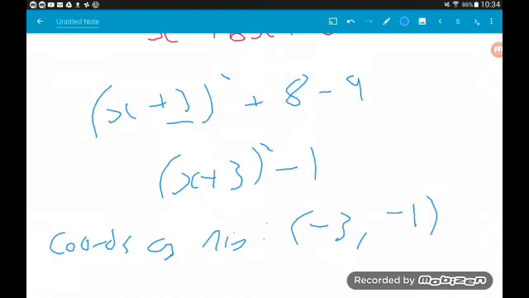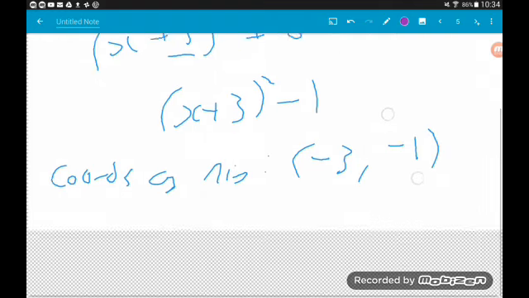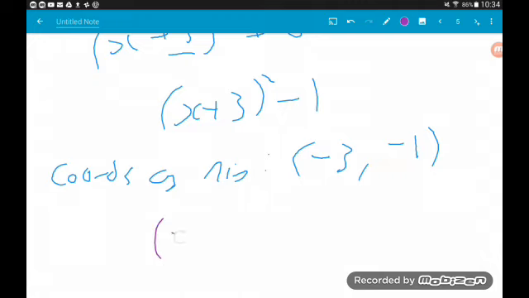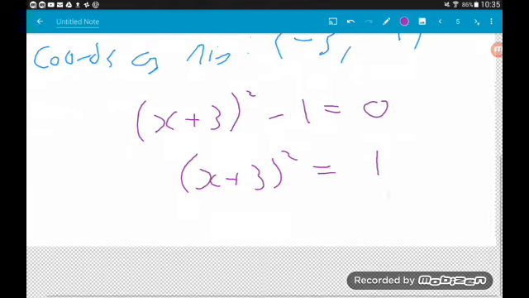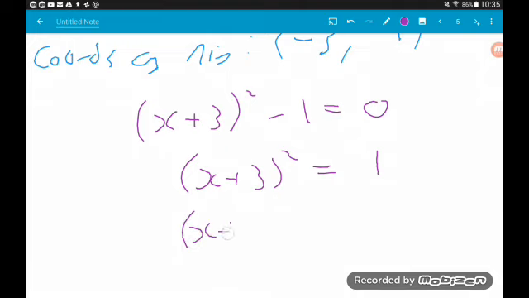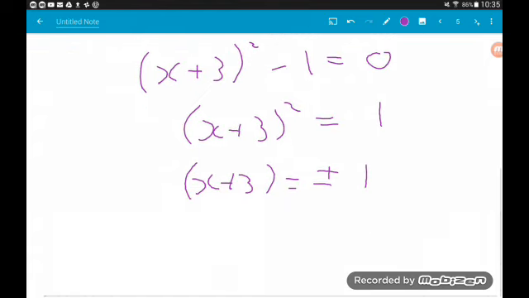Now let's have a look at solving. So if we set x plus 3 squared minus 1 equal to 0, we now want to solve this. So if we add the 1, we get x plus 3 squared is equal to 1. Square root: x plus 3 is plus or minus 1. Take away the 3, x equals minus 3 plus or minus 1.